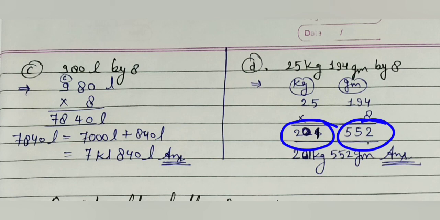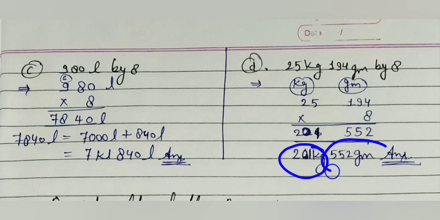It means that 201 is here below the kilogram and 552 is here below the gram. So we will read or write it as 201 kilogram and 552 gram. So this is your final answer. So bachcho, in this lecture I taught you how to subtract and how to multiply these units. Okay. Now you have to practice more questions.